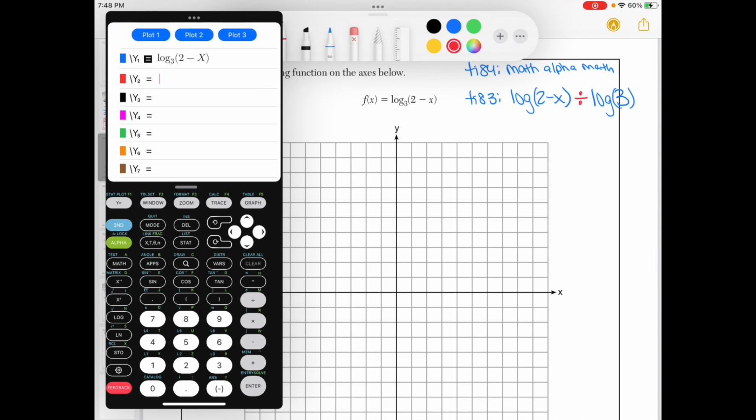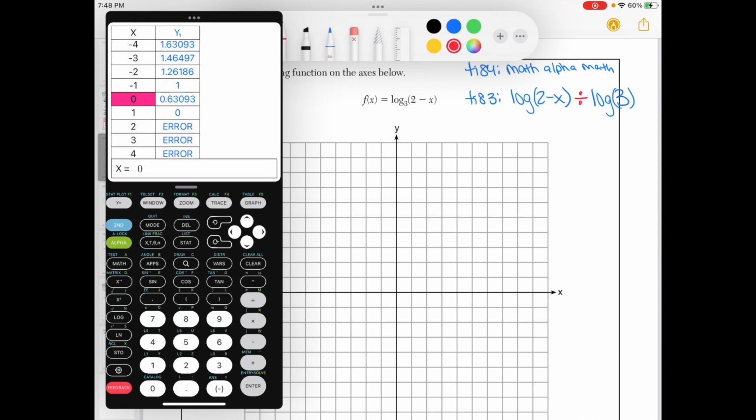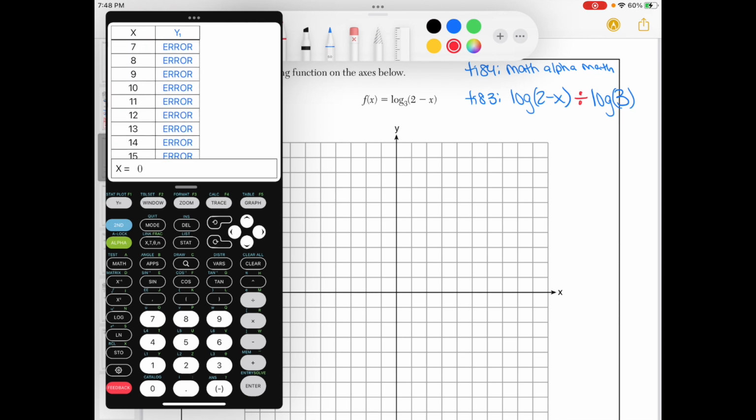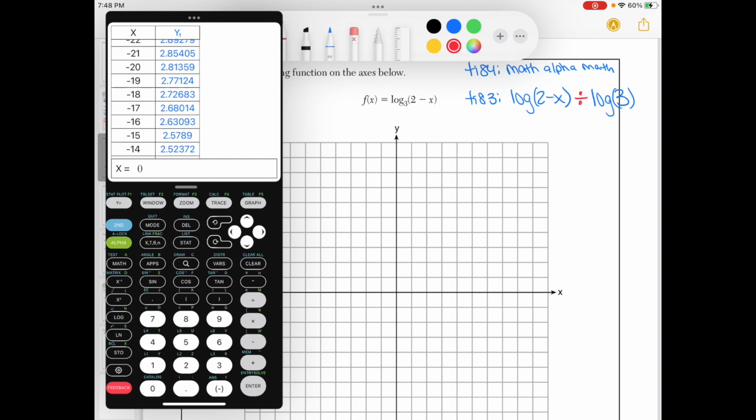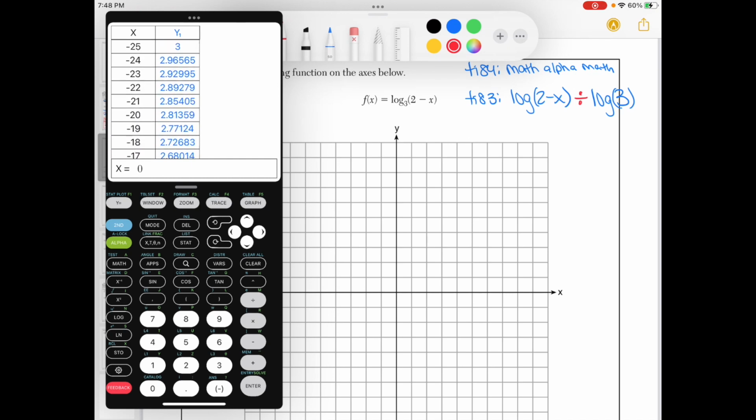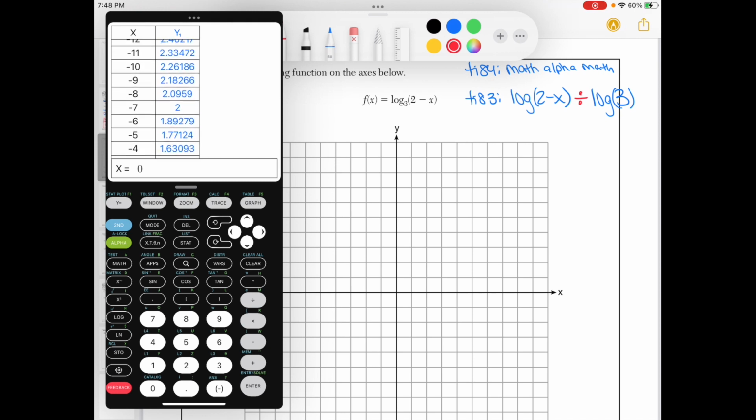So I'm going to clear one of these out just so my table's not ugly. And I'm going to go to my table. So look at all those errors. I could scroll forever. They would always have errors. We'll talk about that in a sec. But for now, I just need to plot points that are plottable. So can't plot that negative 25. All these other ones are kind of yucky.